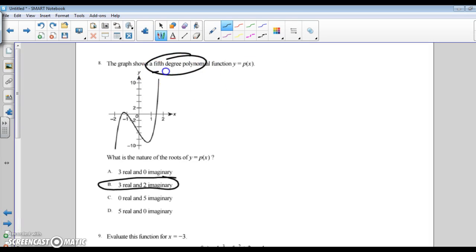Number 8. A 5th degree polynomial means you should have x to the 5th, which means there should be 5 answers. So there's 1, there's 2, there's 3. None of them are bouncing. They're all going through, which means the other two have to be imaginary.